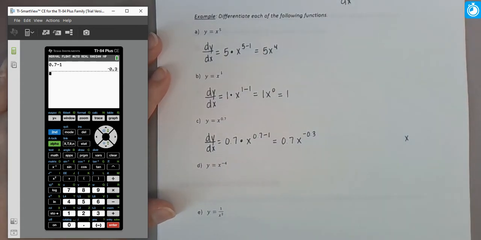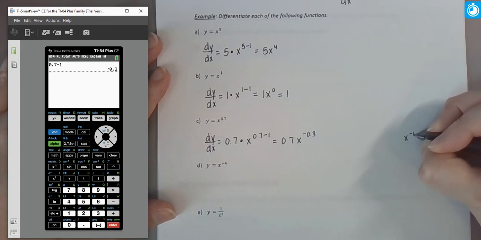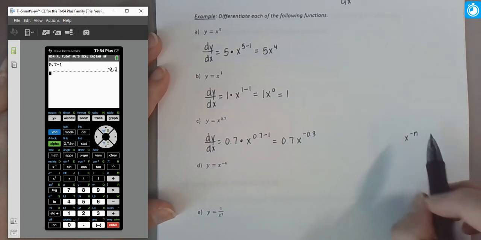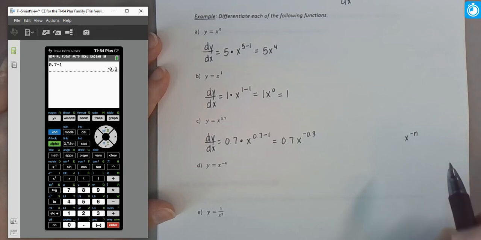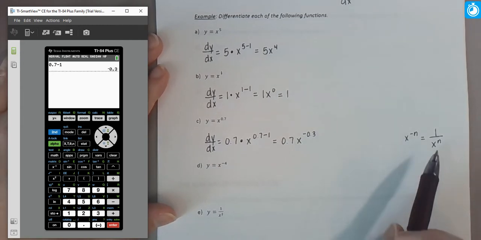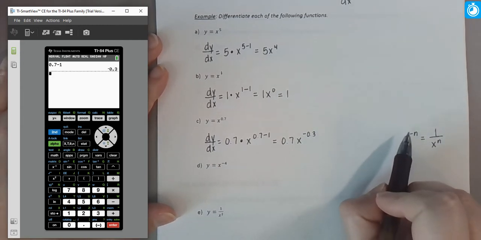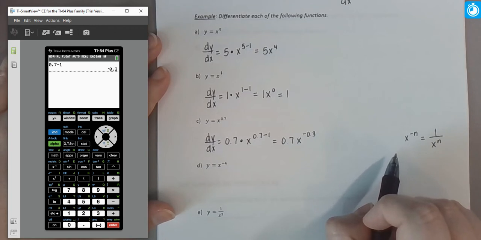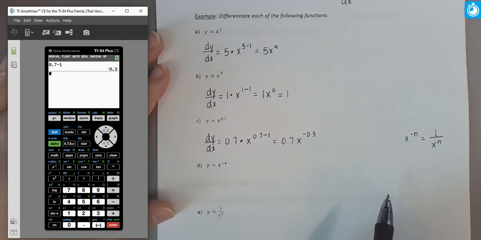If we see something raised to a negative power, we'll call it negative n, what that means is the same thing as division. A negative exponent tells us to take the reciprocal. So x to the negative n is the same thing as 1 over x to the n, to the positive version of that exponent. So a negative exponent does not make anything negative. It tells you to take the reciprocal and then make the exponent positive.